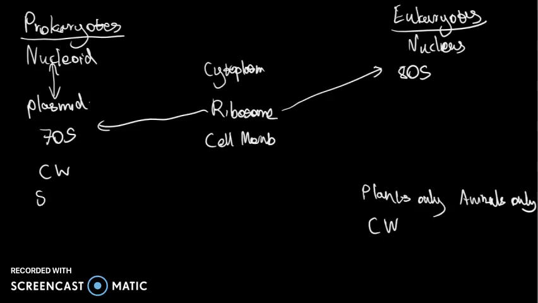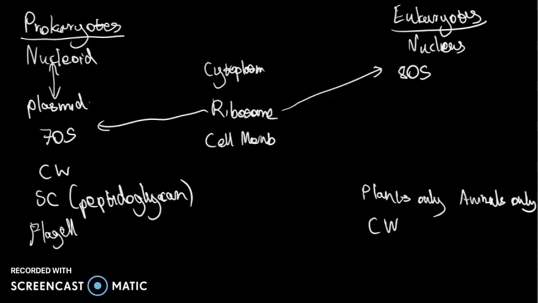There's this thing called a slime capsule, which is sort of like a sugar layer that's used for protection of prokaryotes, and this is kind of called the peptidoglycan layer, I believe. Peptidoglycan layer. And that's sort of like a capsule that protects it from phagocytosis, desiccation and breakdown.